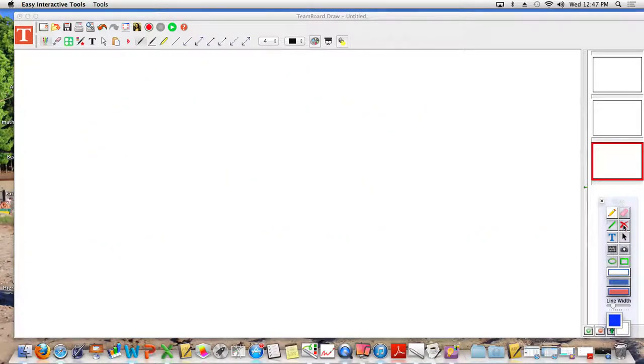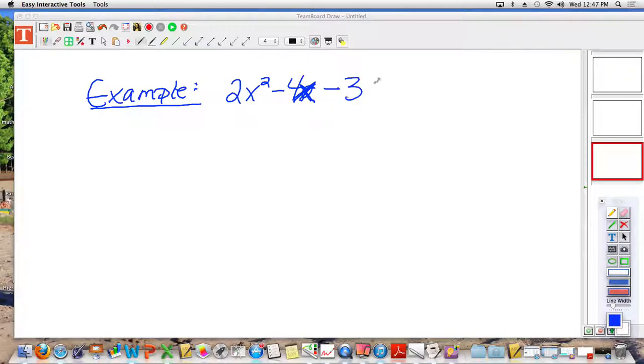Okay. All right, example. Let's do 2x squared minus 4x, that's supposed to be an x. You with me here, guys? Sorry, it's so sloppy. Minus 3 is equal to 7.